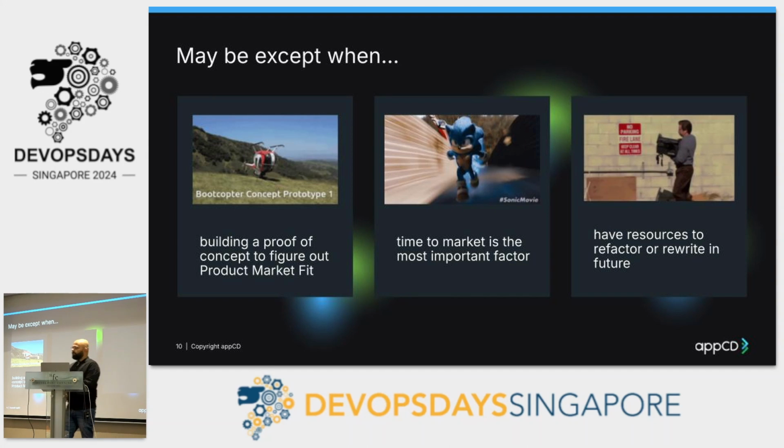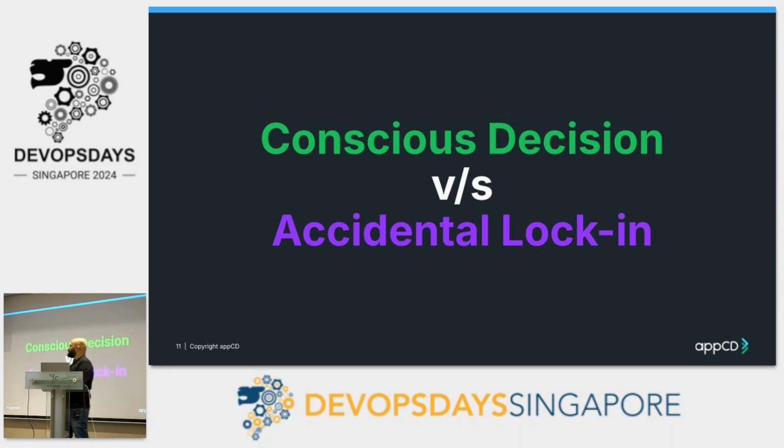But it is not really suitable when you are just writing a proof of concept and you are not really sure whether it is going to work or not. When time to market is extremely important, you don't really want to care about being agnostic, you just want to go fast. And you have an otherwise infinite supply of resources that you can rewrite anytime, so you don't care about that. So what is the decision here that we are making? We are choosing some cloud provider. That should be a conscious decision.